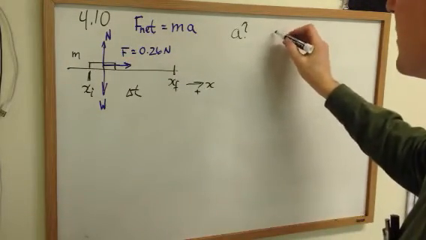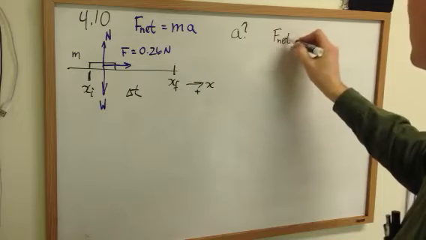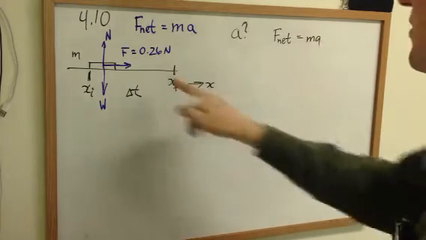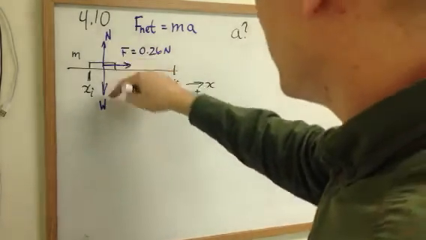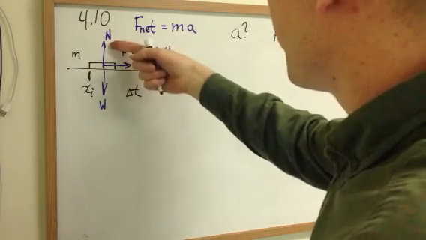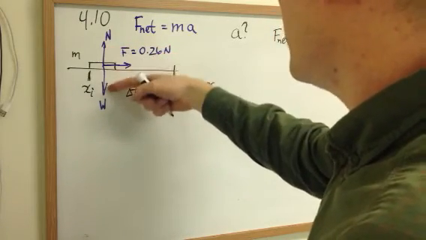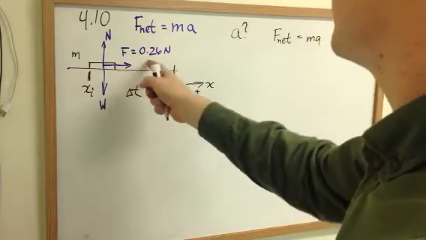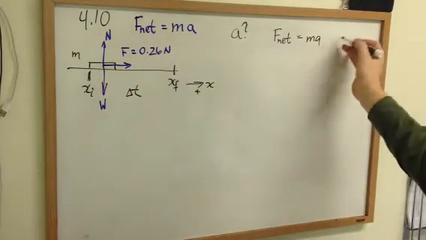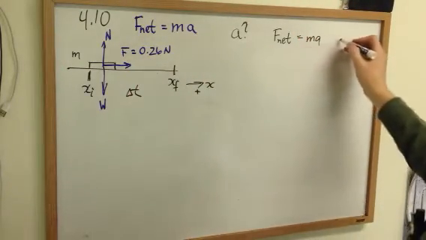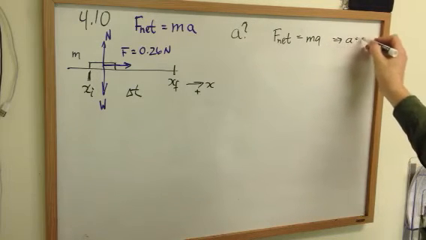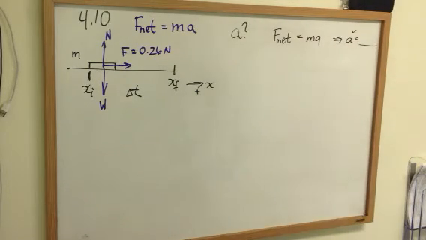Just plug it in. F net is equal to ma. So this is the net force, because those two cancel out. If I add up all the forces, those two are gone. Net force is given, you know the mass, so now you know the acceleration. From this you can calculate an acceleration. So now we know that.